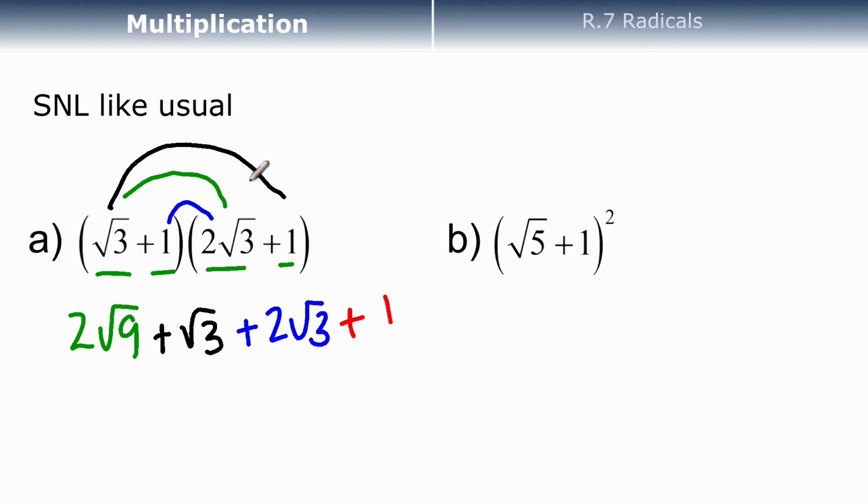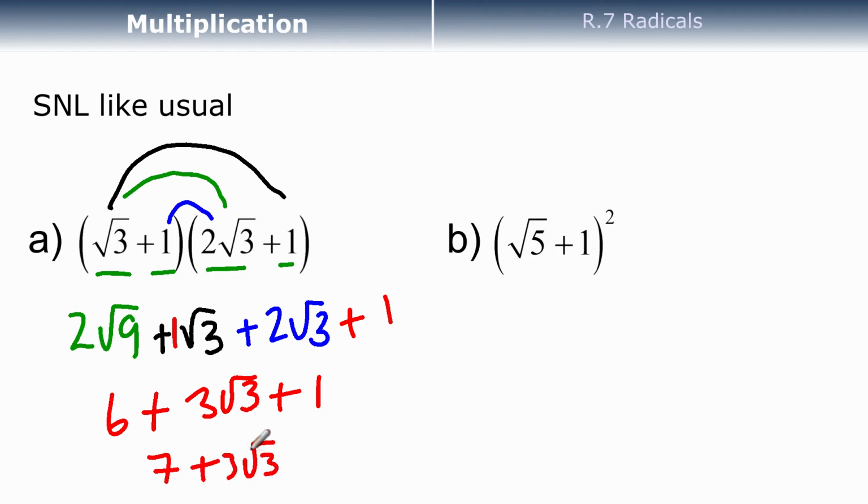So it's just foiling like you normally do, but you have to make sure that you are keeping track of the sign, the numbers, and also those radicals. Okay, square root of 9 is 3, so 3 times 2 is 6. Root 3, that's like 1 root 3, plus 2 root 3 would be 3 root 3. Notice I can't do anything with that number. When I add these, the root 3 stays the same, plus 1. Now 1 plus 6 I can add, that's 7, plus 3 root 3, done.